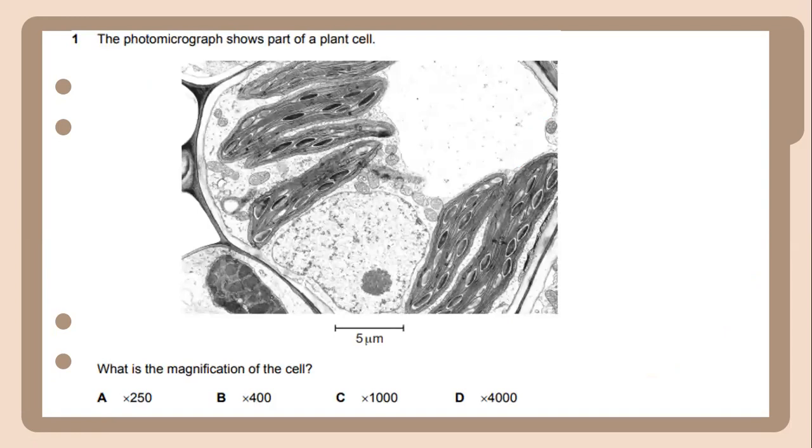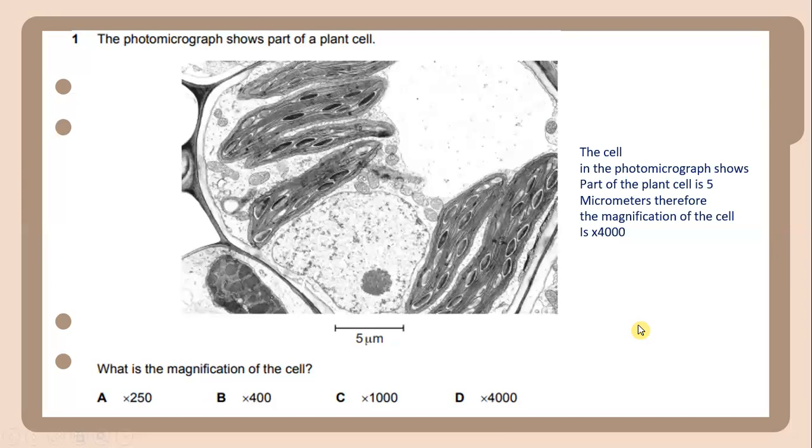Question number 1. The photomicrograph shows part of the plant cells. In this diagram, it indicates the part of the plant cells is about 5 micrometers. What is the magnification of the cells? So the cells in the photomicrograph show part of the cells is 5 micrometers. Therefore, the magnification of the cells is multiply 4,000.